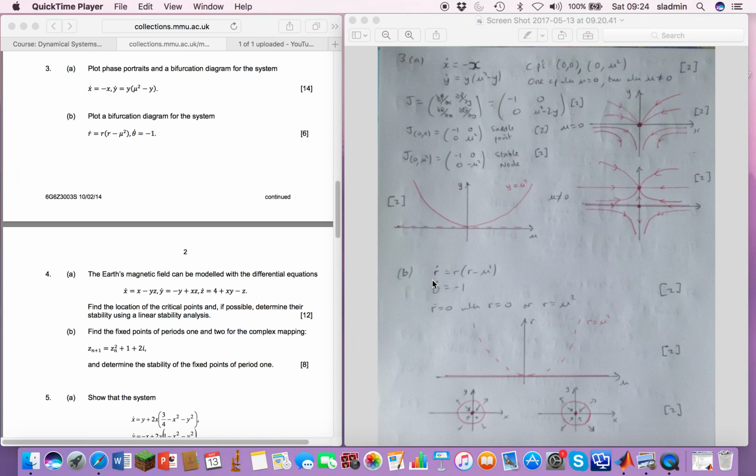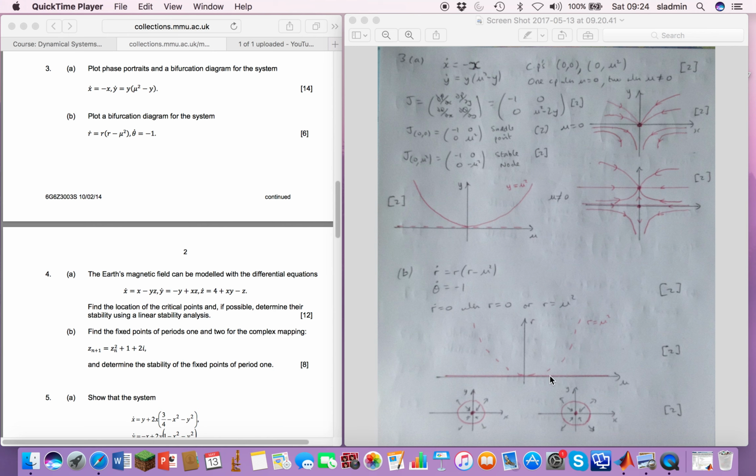For the polar system, we have r dot is r times (r minus mu squared), and theta dot is minus 1. You'll see that r dot is 0 when r is 0, so that's the critical point at the origin. Or we also have a limit cycle when r is mu squared. So this represents a limit cycle. Okay, it may help you here to plot little phase portraits down below.